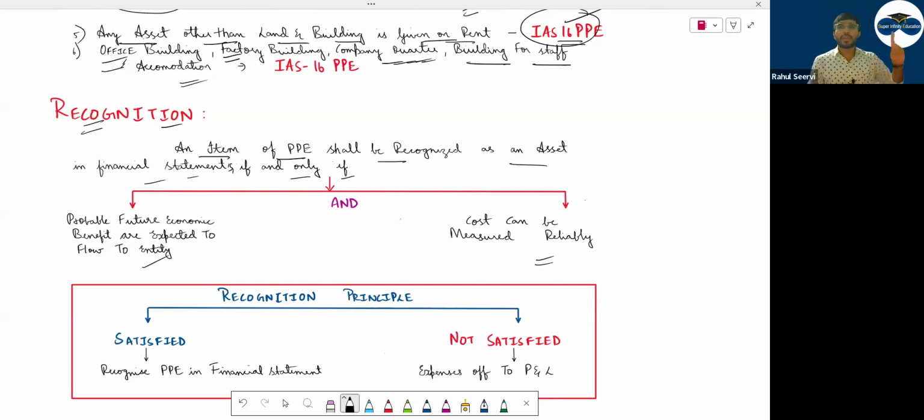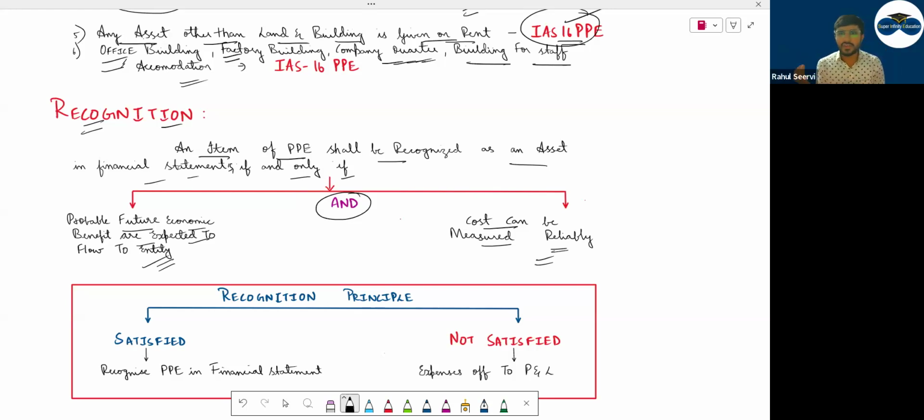These two conditions will apply for IAS 40 also, IAS 38 also. Same thing. What is it? Probable future economic benefits are expected to flow to the entity, and cost can be measured reliably. Both the conditions should be met. If both the conditions are met, then only you will recognize. First one is what? The company should get future economic benefits from that, and the cost can be measured reliably. What is the price? What is the amount you have given to purchase it? If you don't know the amount, will you be able to record anything in the books? No, you will not be able to record.